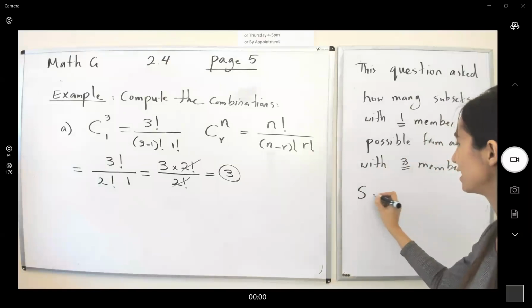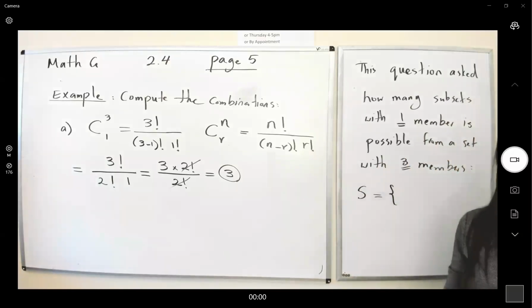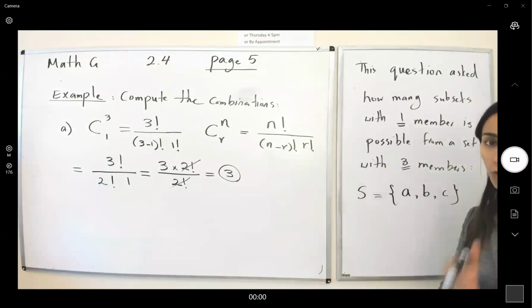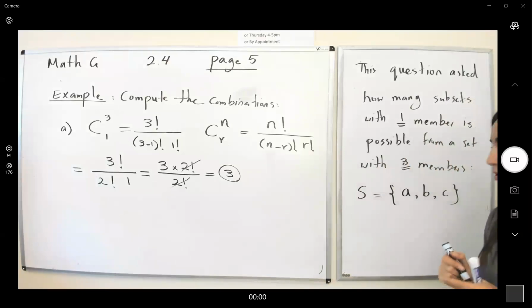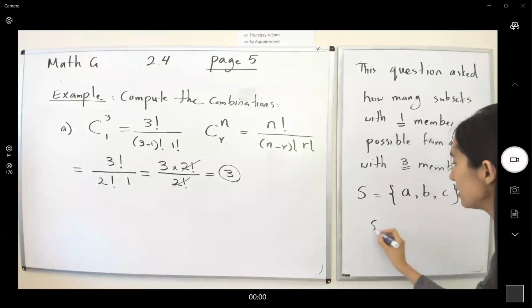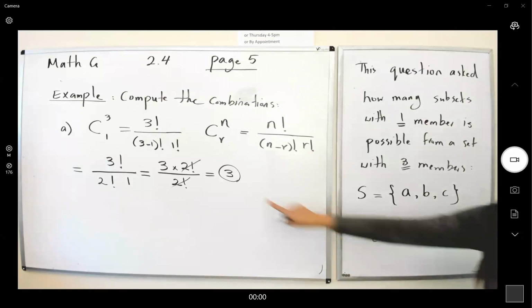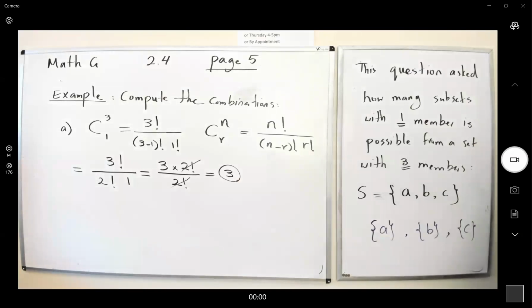Okay, consider a general set. Suppose set S is equal to the set including 3 objects, like A, B, and C. How many subsets can you form that have only one member? That subset can be a subset including A. It can be a subset just including B. The cardinality of each of these sets is equal to 1. And the set including C. How many? 1, 2, 3. 3 subsets.